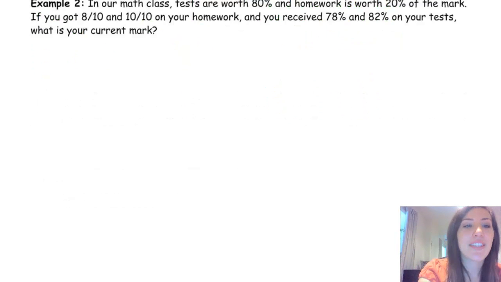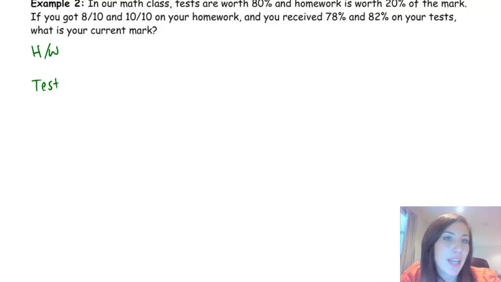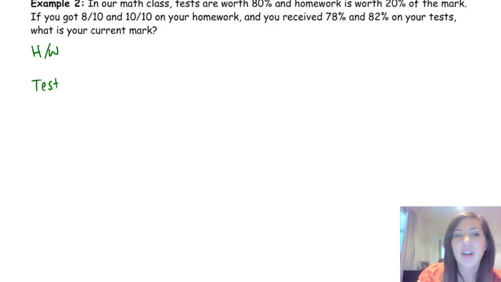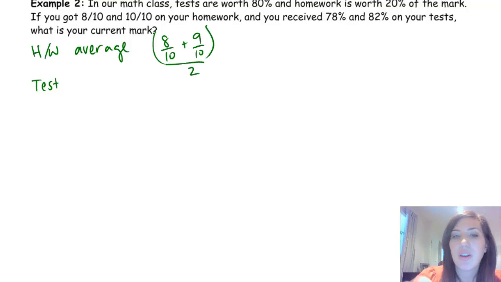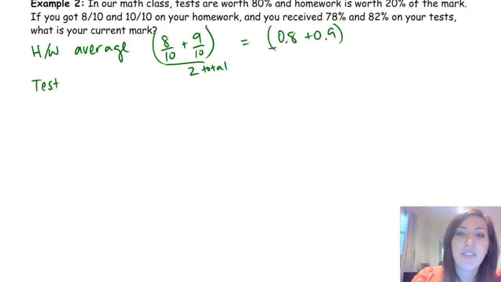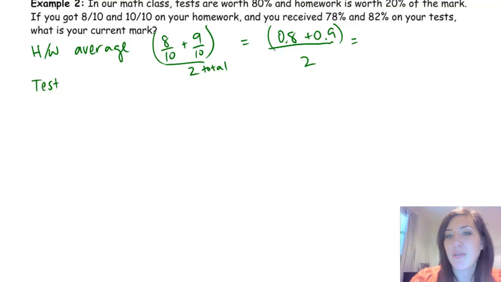In our math class, tests are worth 80% and homework is worth 20% of your mark. So let's figure out, if you've been getting 8 out of 10 and 9 out of 10 on your homework, and you got 78% and 82% on your tests, where should your mark be right now? For homework, we need to figure out what the average is. So if you got 8 out of 10 and 9 out of 10, we'd have to divide this whole thing by 2 because there are 2 total assignments. So we can say 8 out of 10 is 0.8, plus 0.9, divided by 2 gives us 0.85.